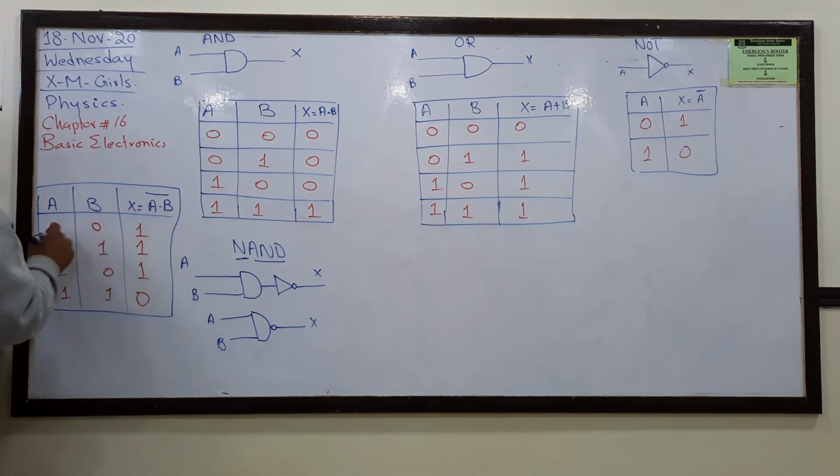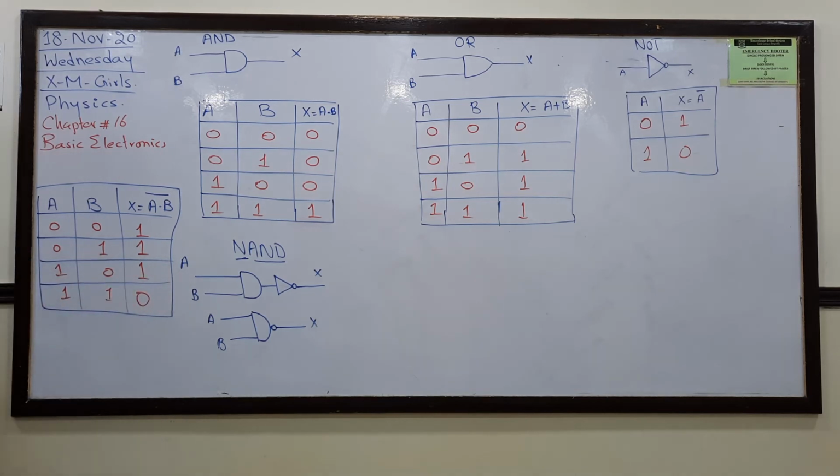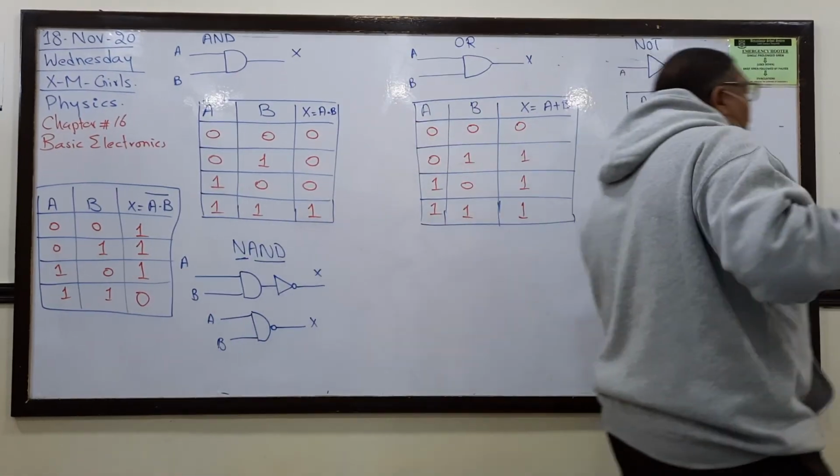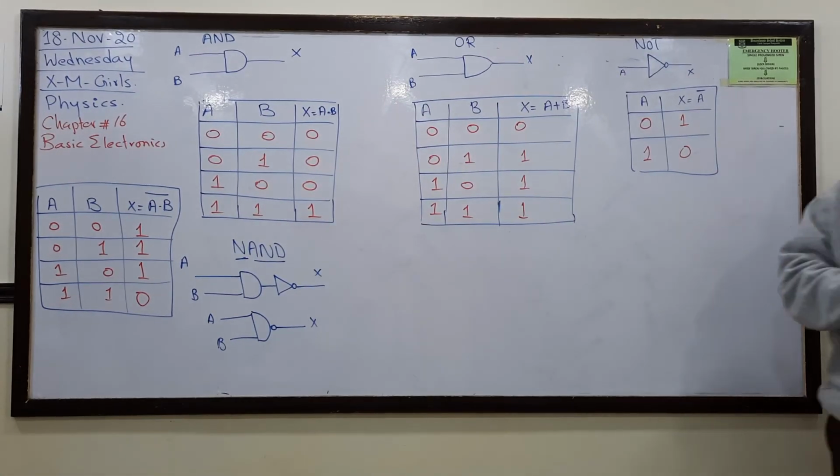Okay? Please don't forget this. This comes in the paper. It's very simple. You only have to write the circuit symbol and the truth table. These tables are called truth tables.